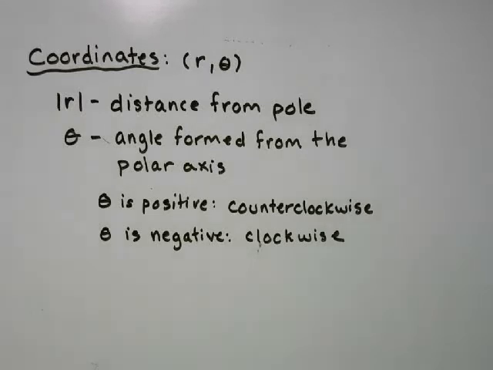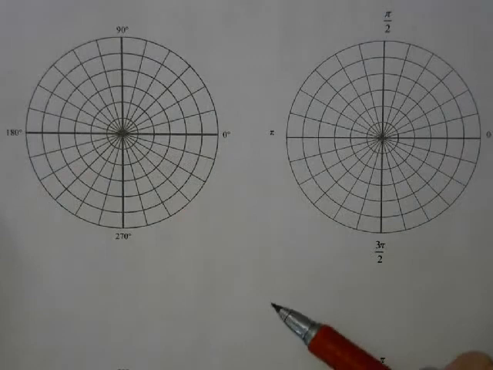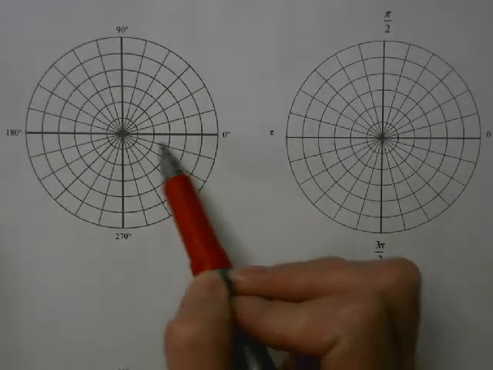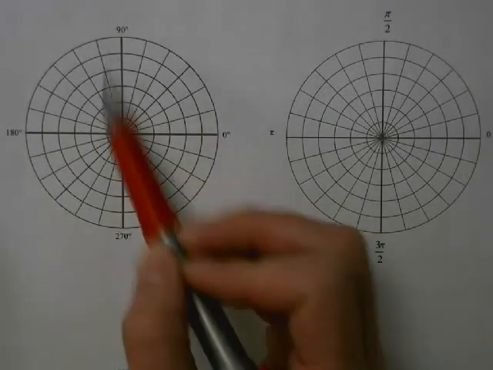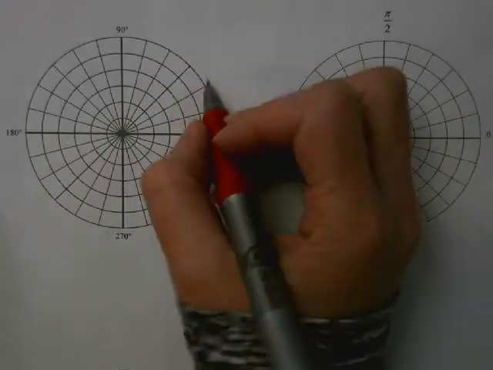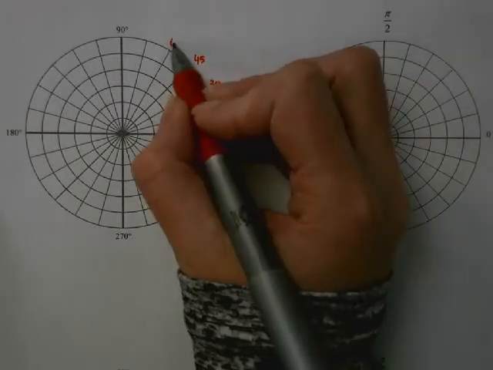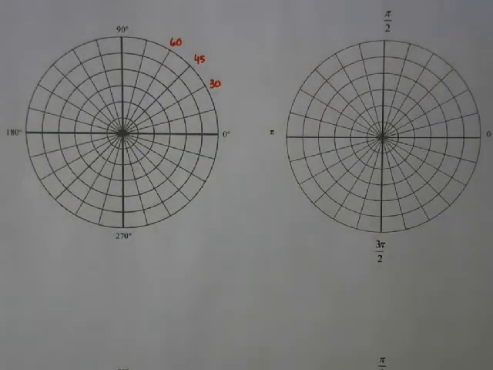So now we're going to graph some points. Alright, so this is what the polar plane looks like. It's different from your normal traditional x and y. But you can see it looks kind of like your unit circle. We've got different measures here. So this is from 0 to 90. Each of these are 15. I'm going to mark kind of our main ones there.